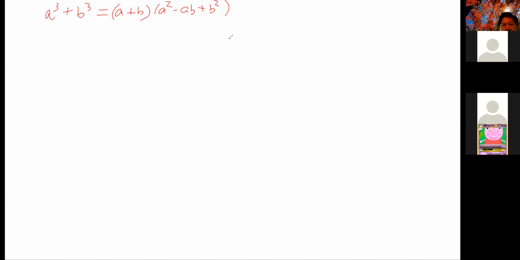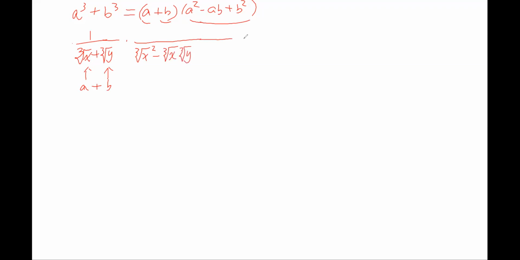Now, using this, we can rationalize the denominator here. Thinking of this as a and this as b, we need to use this. So this is a, this is b. You need to multiply by a squared minus ab plus b squared. So you multiply by the cube root of x squared, minus the cube root of x times the cube root of y, plus the cube root of y squared. Okay, and you have to do the same thing on top.